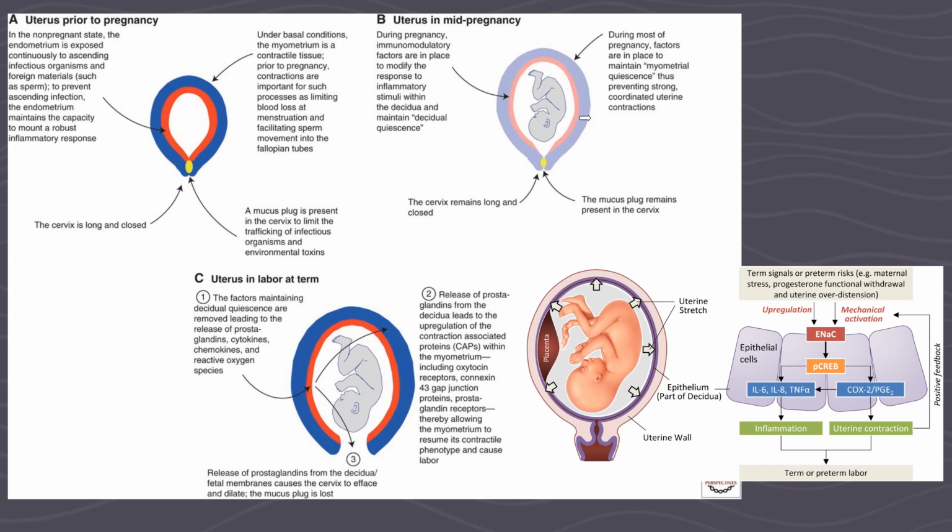Uterus in mid-pregnancy, everything is quiet. Cervix remains long and closed. The mucus plug is present. And that mucus plug actually helps protect the baby from infections as well. But it also helps hold everything in. The prostaglandins work on the cervix and on that mucus plug. And then you see a familiar term, reactive oxygen species, right? Because they also play a role.